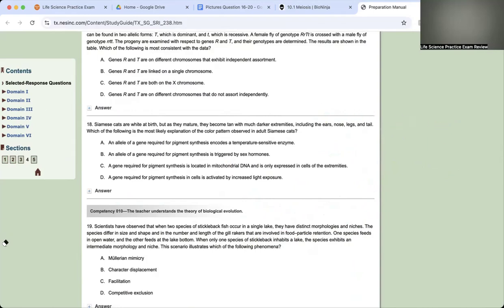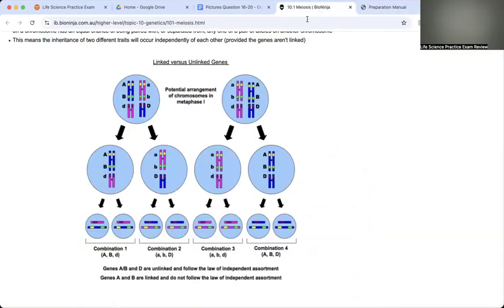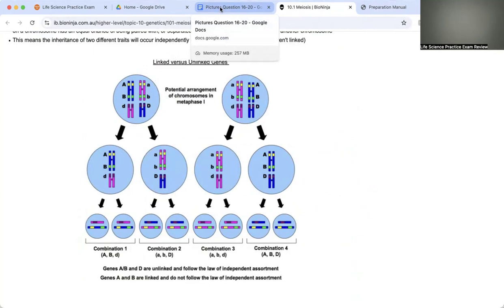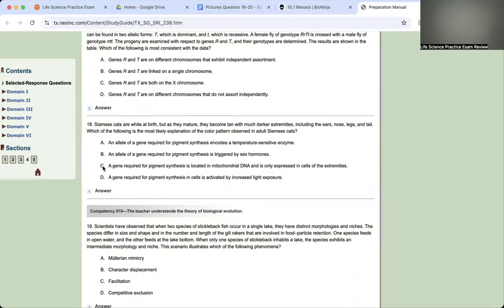All right. So again, if we go back to that website we were looking at before, we talked about how A and B being on the same chromosome here are linked. So that's basically what they're saying. The data that we got does not support independent assortment, as we just proved. So that means they have to be on the same chromosome. So our answer choice here is going to be B. Genes R and T are linked on a single chromosome.